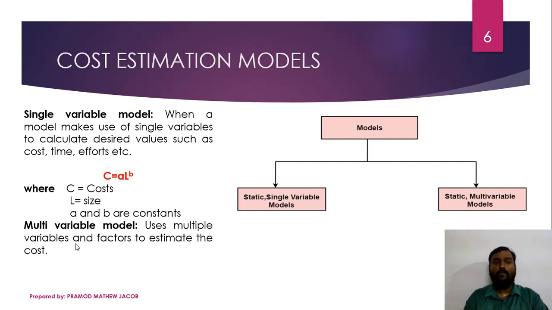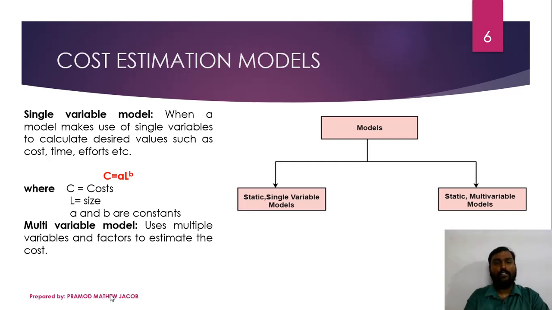In a single variable model, a single variable or a single parameter is used to calculate all the desired values such as cost, time, effort, number of persons required to develop the product, etc. It will be in the general form C = A × L^B. Here L will be considered as the size.